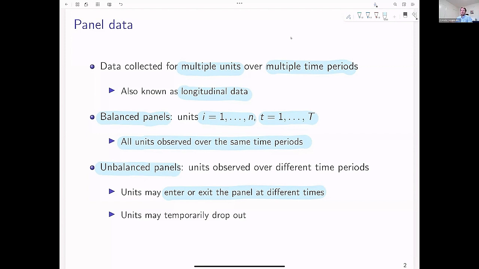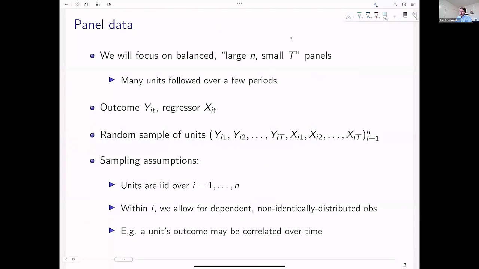In some cases, it naturally happens. For example, if we're following firms over time, there are firms that are created and firms that disappear over time. So then we may have an unbalanced panel because some firms enter in different years, some firms drop out of the panel, and so on. There may be many reasons why a panel may be unbalanced. In this workshop, we will focus on balanced panels.